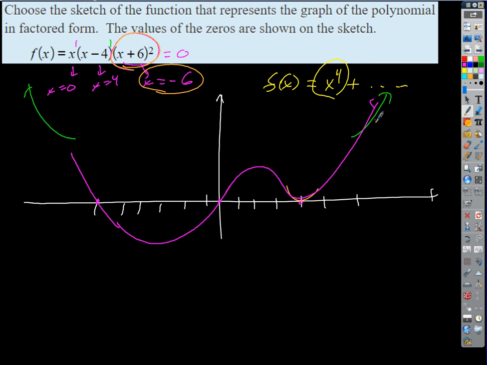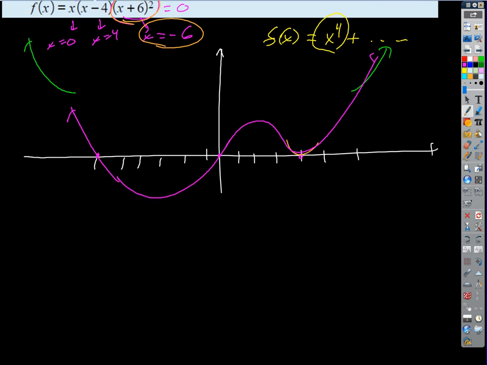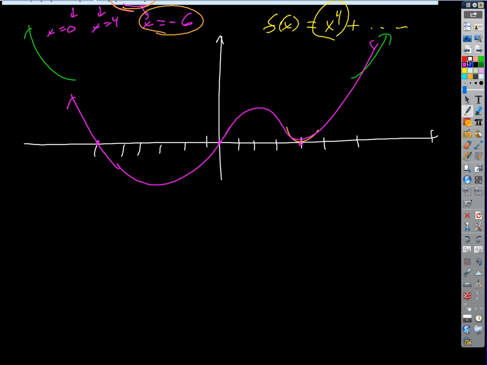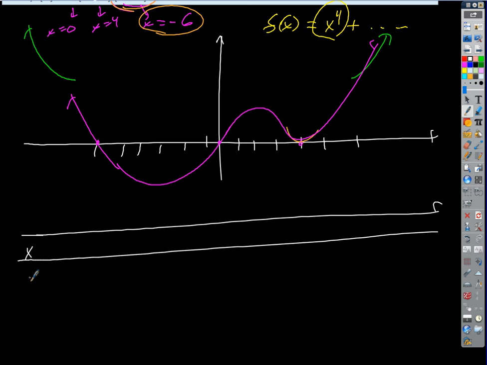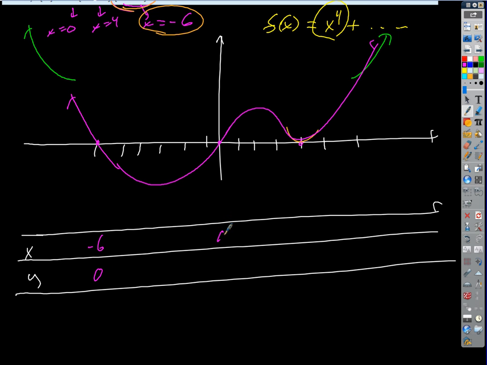Now, you can just think your way through this and take some shortcuts. You don't have to. You could just as easily make the table that I showed you guys how to do. If we've got x's and y's, we can just put in all the values. We knew we had a 0 at -6, a 0 at 0, and a 0 at 4. And we could just pick some random values in between, like 2, -2, -10, +10, and just see what the sign of the function is.